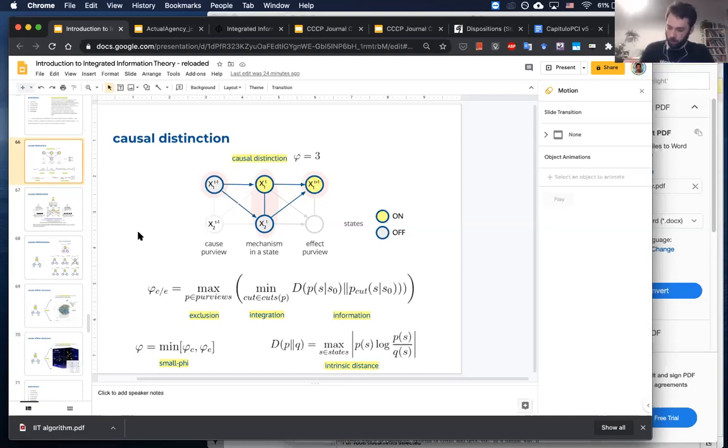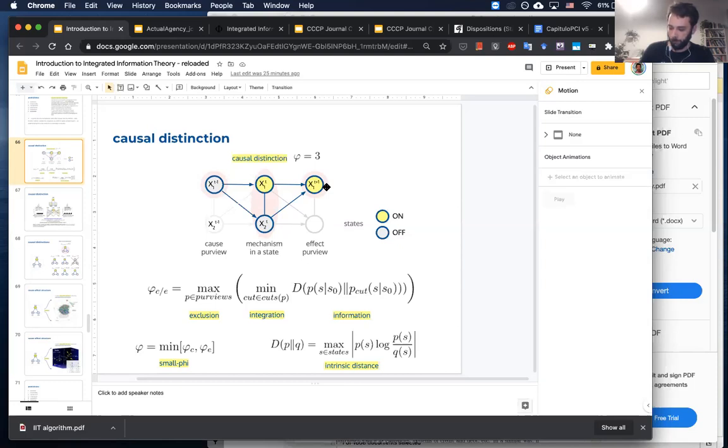And then, now that you have a topology, what is the data you assign to each purview? You're assigning a TPM. Not really a TPM, it depends. It gets a little bit tricky because in version 3.0, the effect purview is a distribution, right? It's an effect repertoire, a distribution over the states of the purview. So the causal distinction here would be a certain mechanism, which is a certain subset of the whole system, a certain purview, and the purview has its own effect repertoire defined by these constraints between mechanism in a state and effect purview.